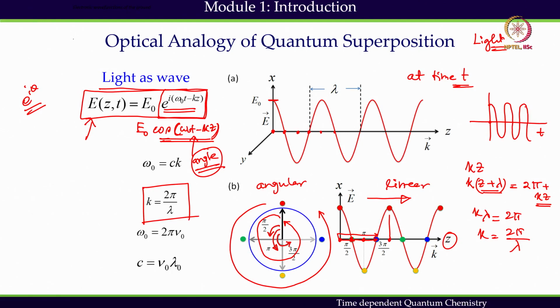And as I mentioned before, omega naught t minus kz, this part is called the phase of the electric field, and that is very important. Phase is a very important physical quantity because if you think about this phase, represented by the red color, we see that this red color repeats after a certain distance, again and again, which means that, let's say I am in a space, light is propagating through the medium.